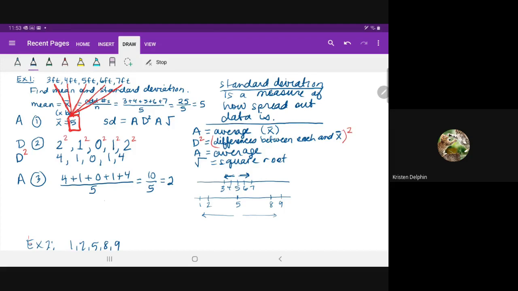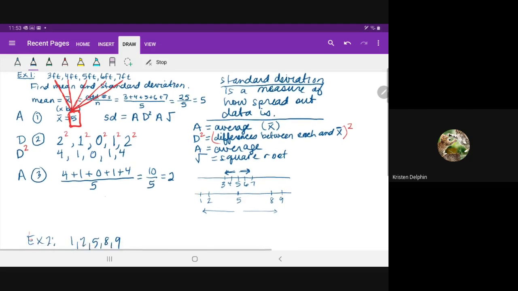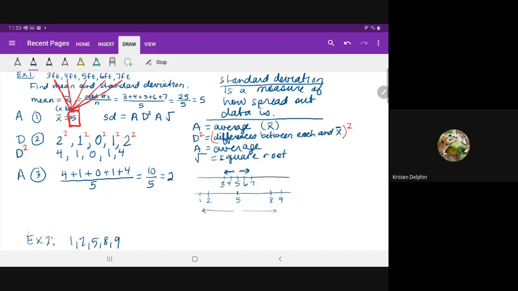Okay, so anyway, this is a problem. So that's 2. And then 2 actually has a name. It's called the variance, equals 2. Okay, but you don't have to know that in Algebra 1, and usually not even in Algebra 2. So it's called the variance.